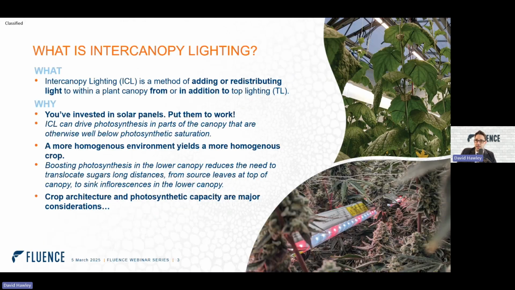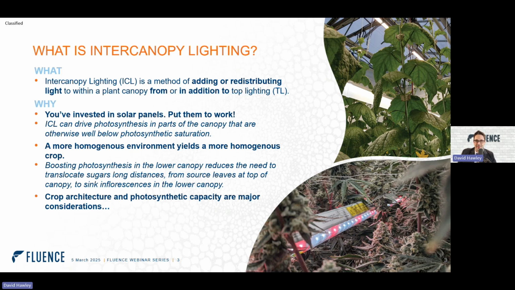Intercanopy lighting. What is it? Why would you care about it? Well, when we talk about intercanopy lighting, it's in the name. It's quite literally just taking light and sticking it in your canopy. You've probably seen this on trade show floors as long kind of tubular lights or other form factors.